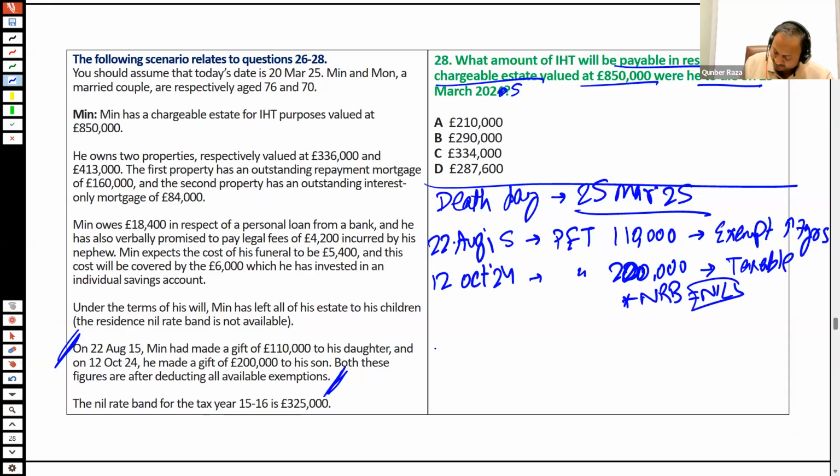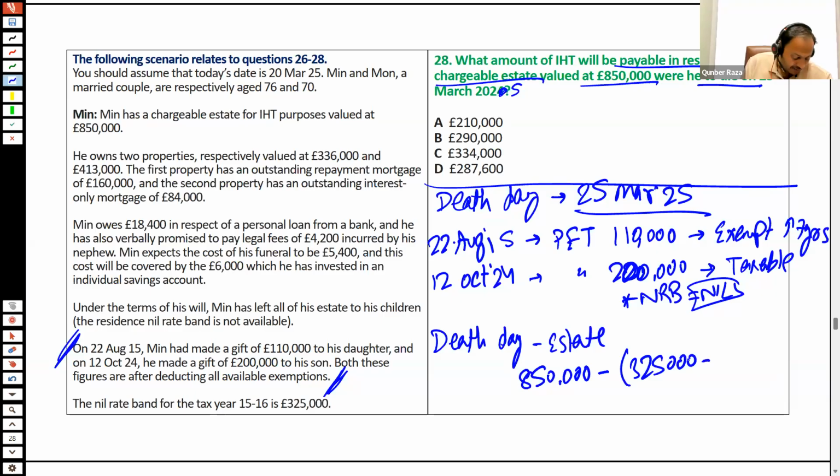Then death day. 325 is the NRB. Of this 325 of NRB, 200,000 is already consumed. 200,000 is already consumed by the PET.